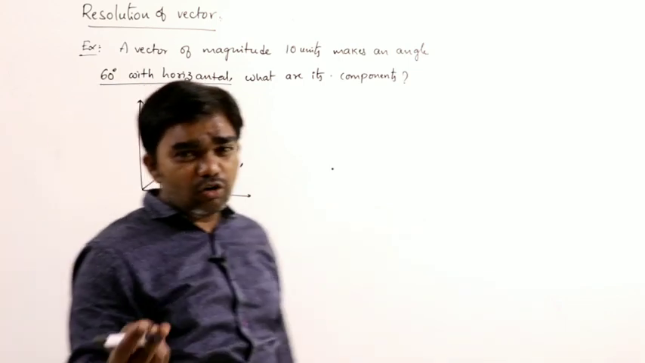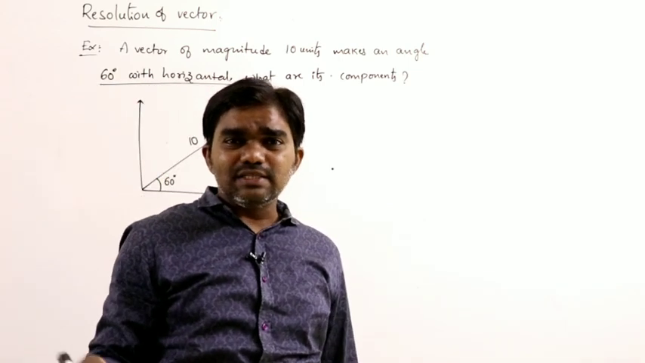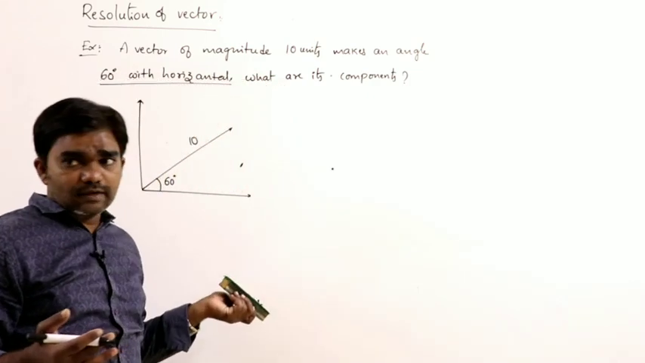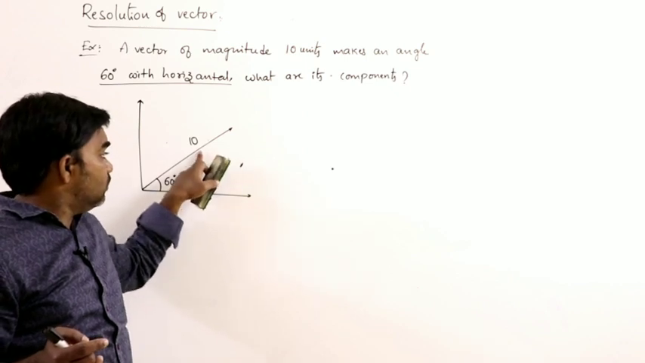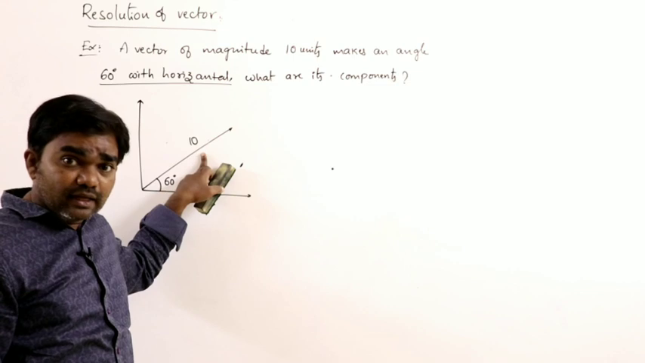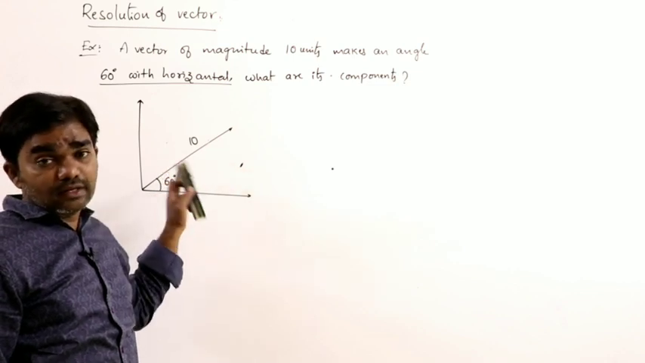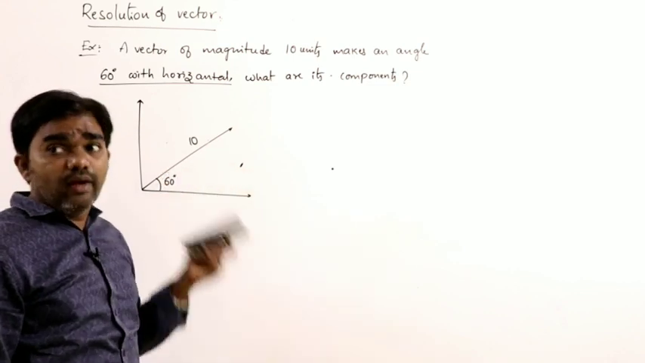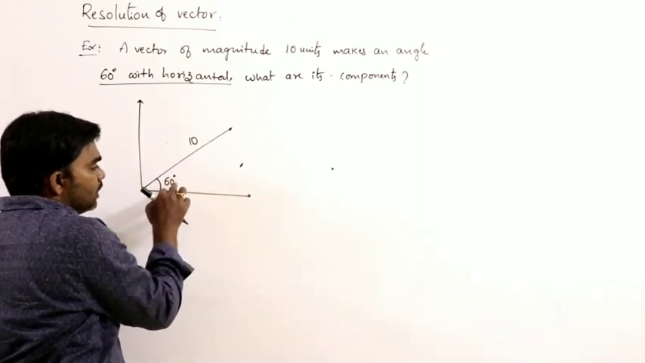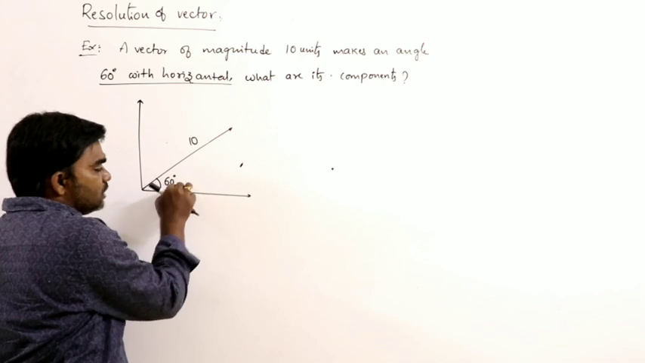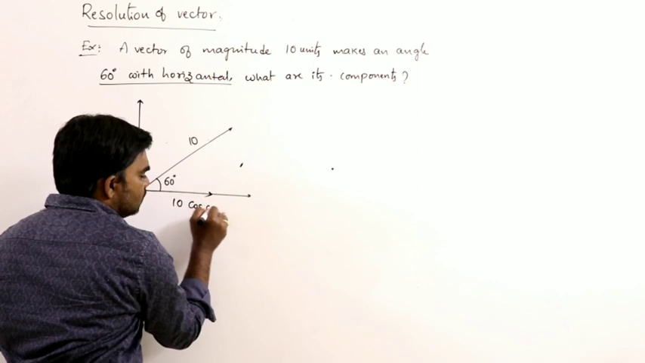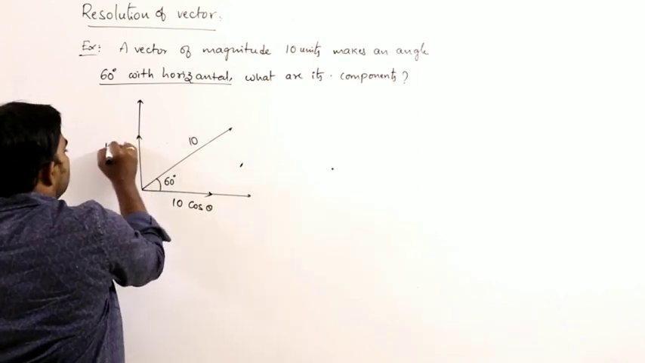Any vector is divided into how many components? Two components, A cos theta, A sin theta, whatever it is. Here it is 10 cos theta, 10 sin theta. What is the magnitude of the vector here? 10. So that's why its components are 10 cos theta and 10 sin theta. Where is it cos theta and where is it sin theta? Here this vector makes an angle theta with the horizontal. So that's why the horizontal component is 10 cos theta and the vertical component is 10 sin theta.